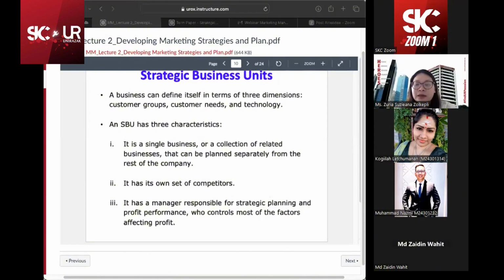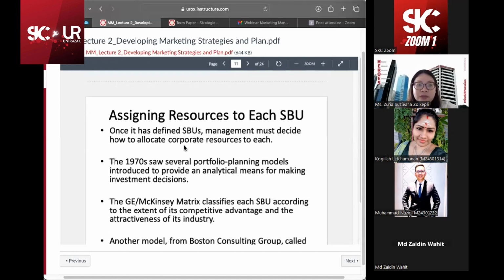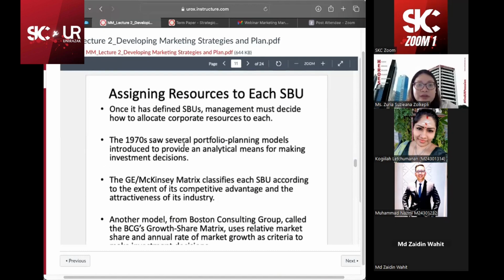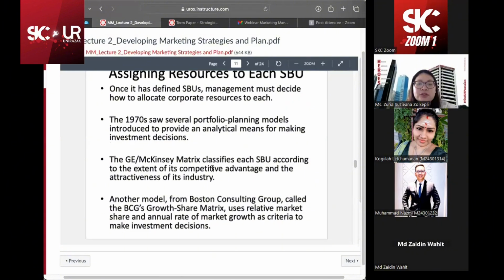Okay. So to assign resources to SBU, once it has defined SBU, management must decide how to allocate corporate resources to each. All right, I'm going to explain to you about this BCG growth share matrix.